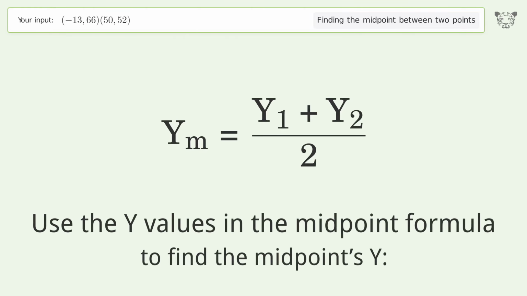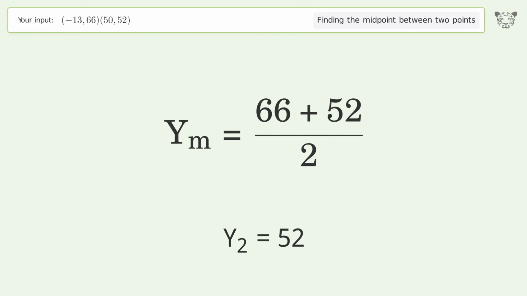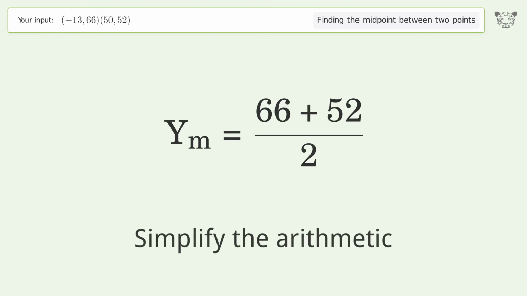Use the y values in the midpoint formula to find the midpoint's y. y1 equals 66. y2 equals 52. Simplify the arithmetic.